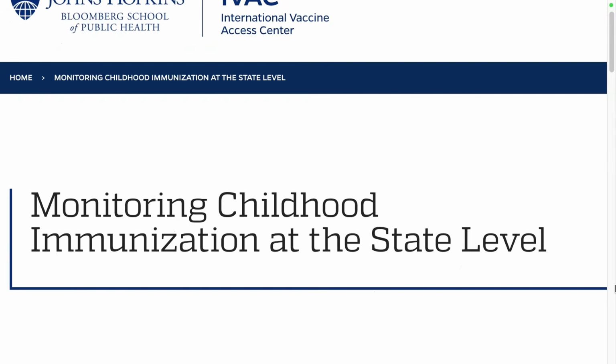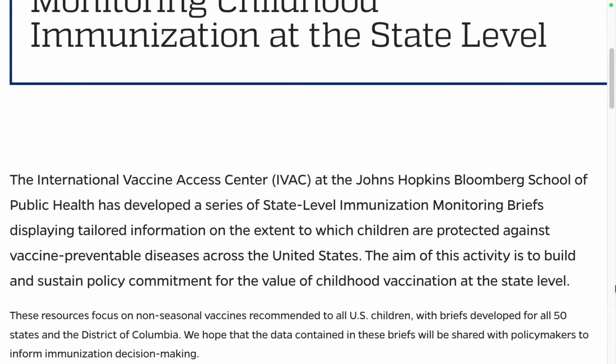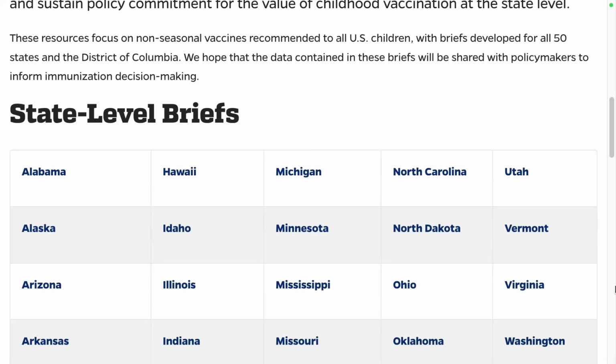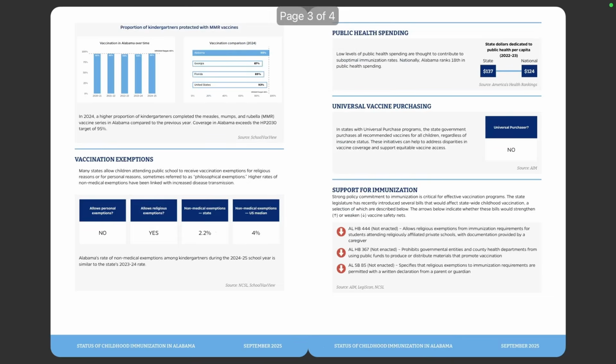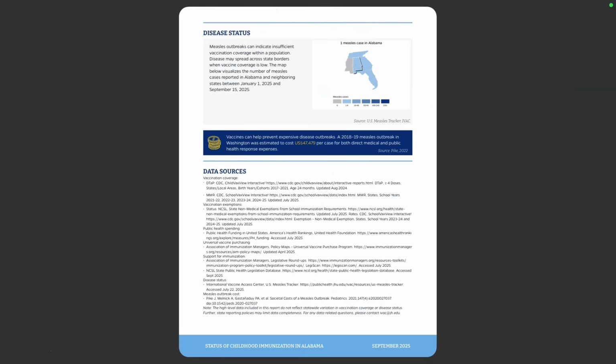So in this video, I'm going to walk through how you can make a highly stylized PDF report using Quarto and Typst. We recently worked with folks at the Johns Hopkins University International Vaccine Access Center to make a series of reports, one for each state, on childhood immunization. What you're looking at here is the report for Alabama, and you can see that it combines text alongside some charts. It also has some maps and some icons and other elements as well. So in this video, I'm going to create a lot of the content that you see in this report.